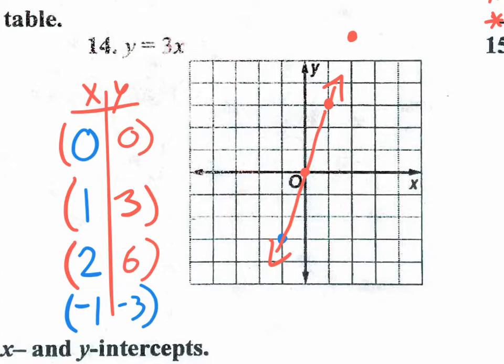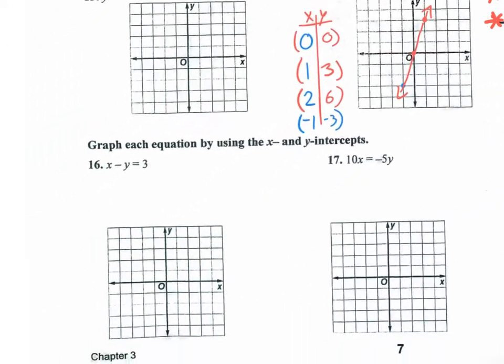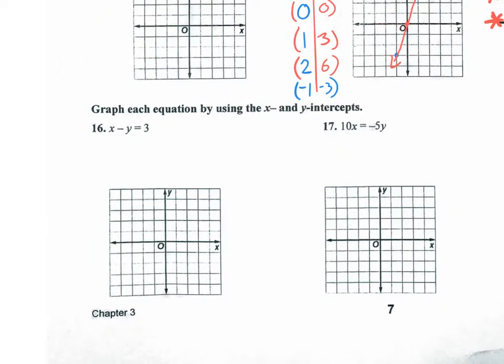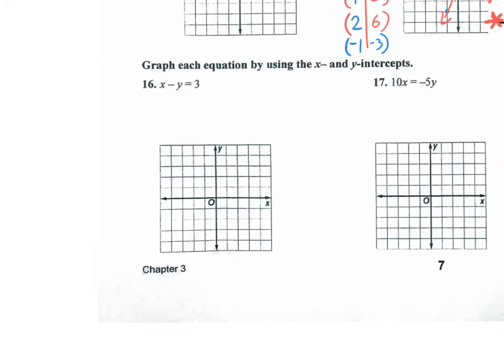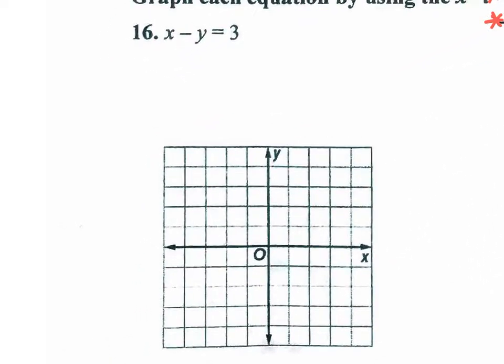Let's move on to number 16. On number 16, they want us to use the x and the y-intercepts to graph. So you first need to make sure that it's in standard form, which it is. What's the a value on this guy? 1. What's the b value? Negative 1. What's the c value? 3. So it is in standard form.